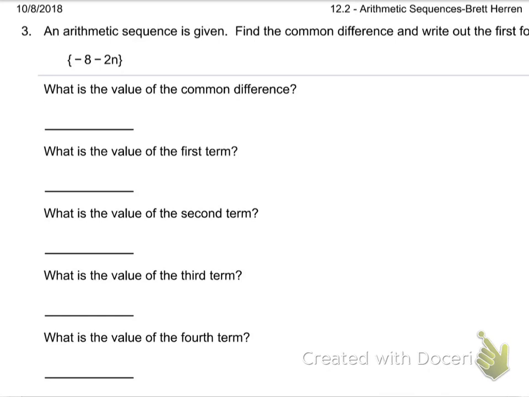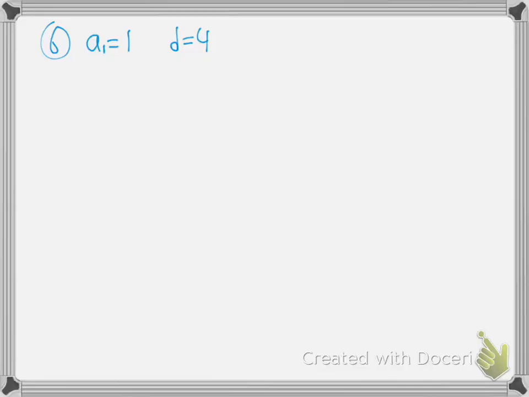So let's just do the D. What's the common difference? Negative 2. It's the number multiplied by n, right? The rest, you can crank them out. I'm going to move on. Okay. So, what do they want? They want the 72nd term.